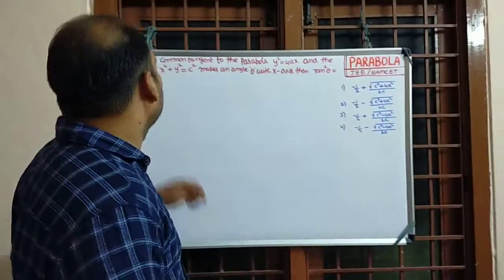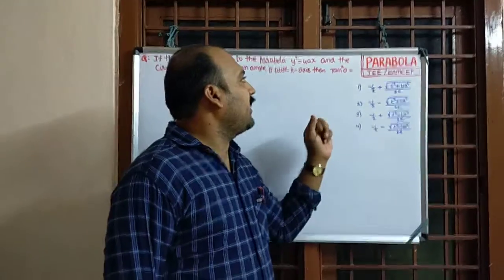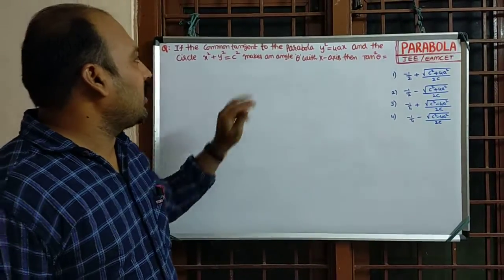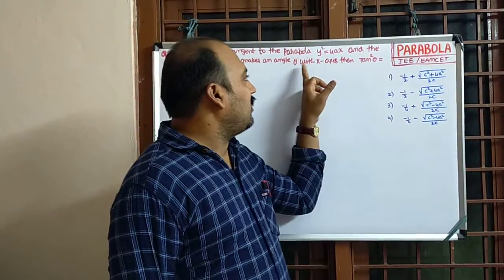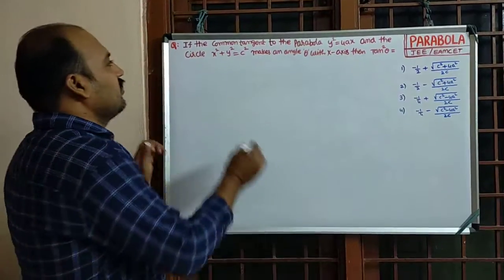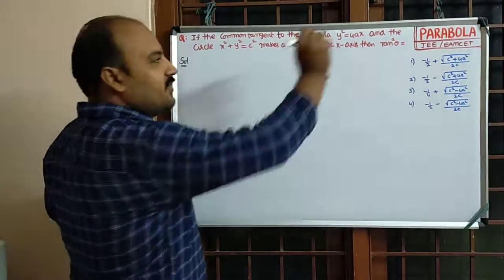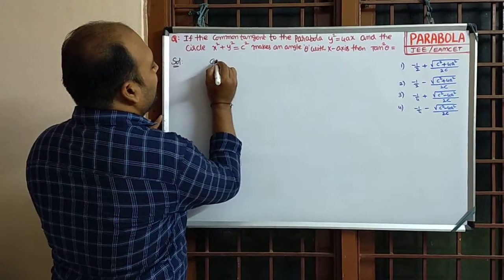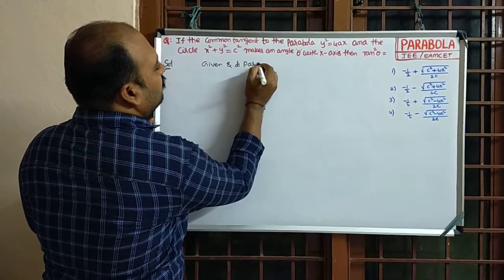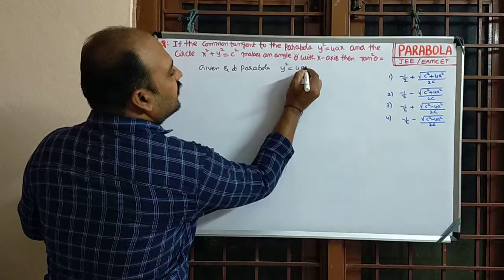Next question. If the common tangent to the parabola y square equal to 4x and the circle x square plus y square equal to c square makes an angle theta with the x-axis, then tan square theta equals? Common tangent to the parabola and circle. First, given equation of parabola: y square equal to 4x.